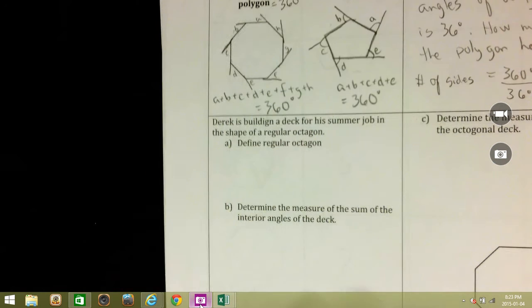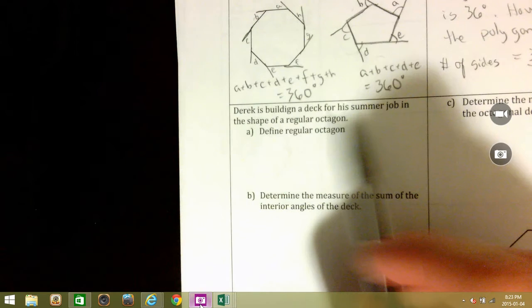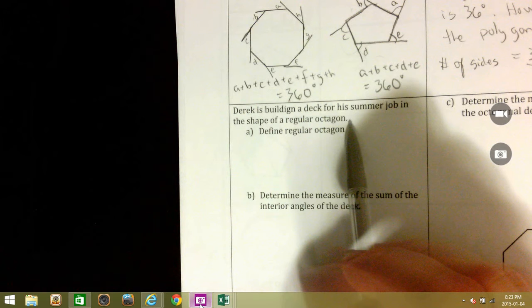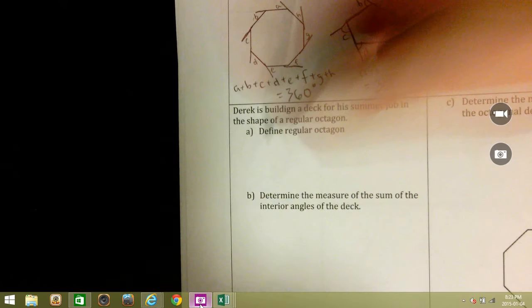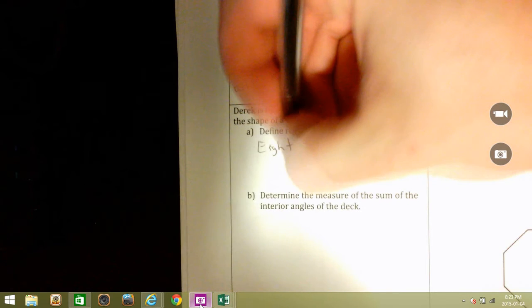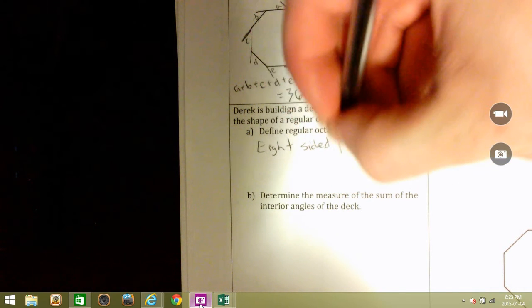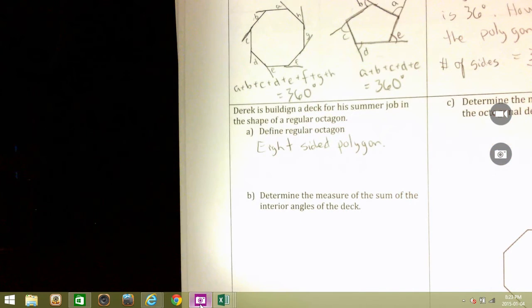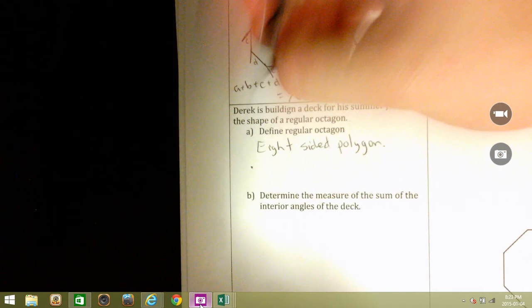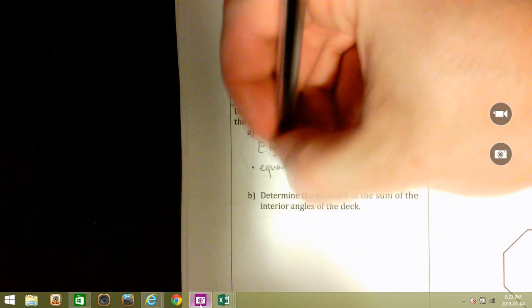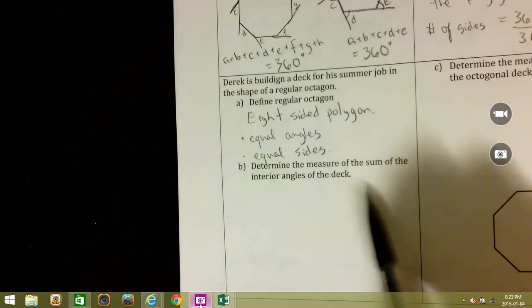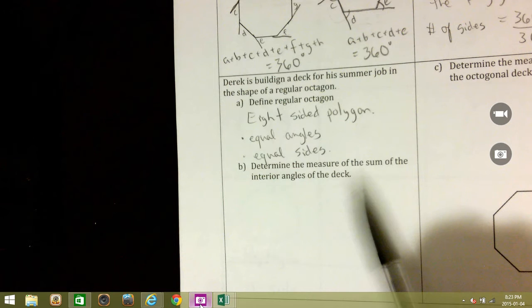Okay? The next one we have here, just beginning the second last one here: Derek is building a deck for his summer job in the shape of a regular octagon. Define a regular octagon. Okay, so it's 8 sides. It's an 8-sided polygon, with equal angles and equal sides. Determine the measure of the sum of the interior angles of the deck.